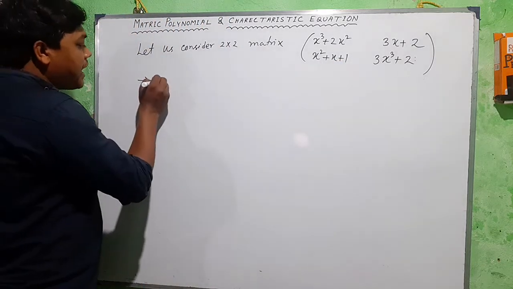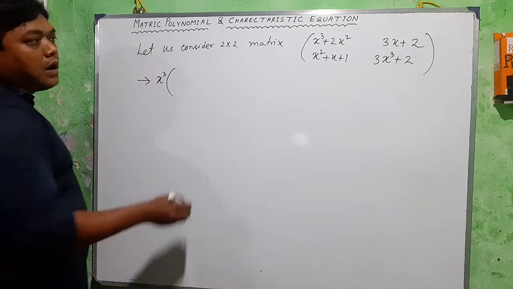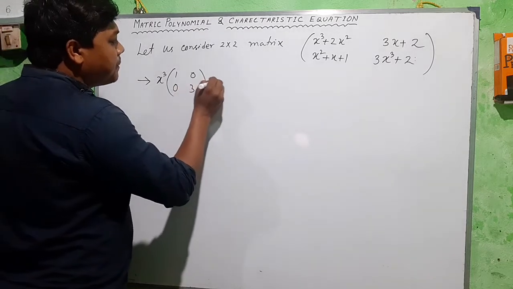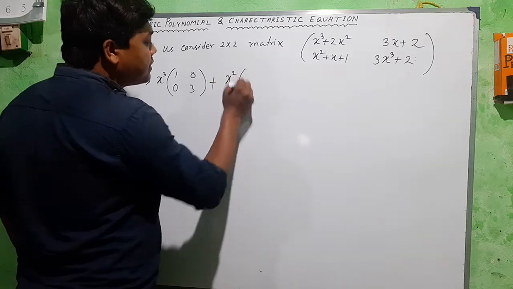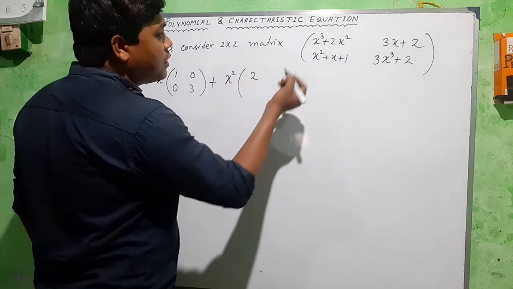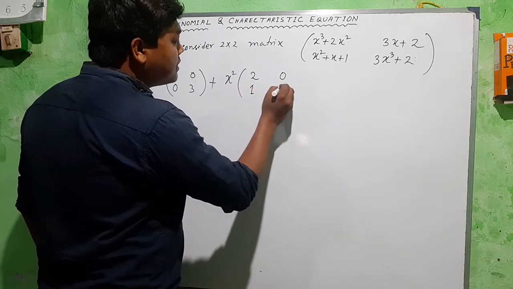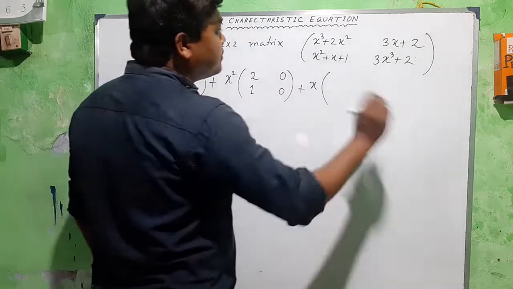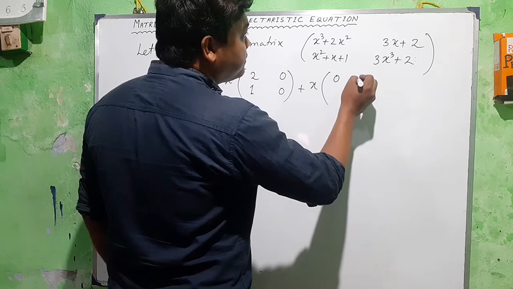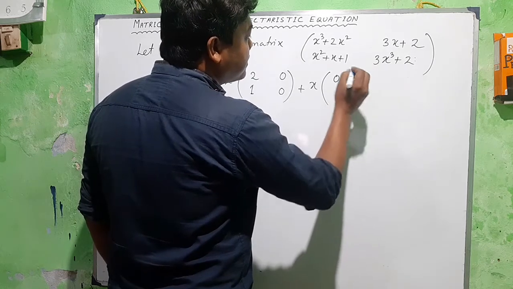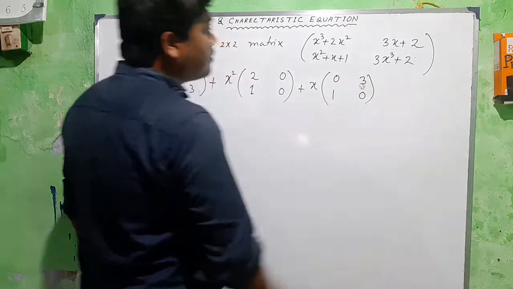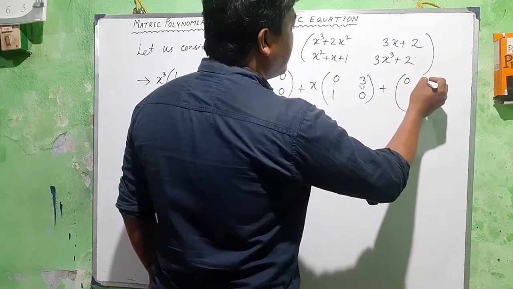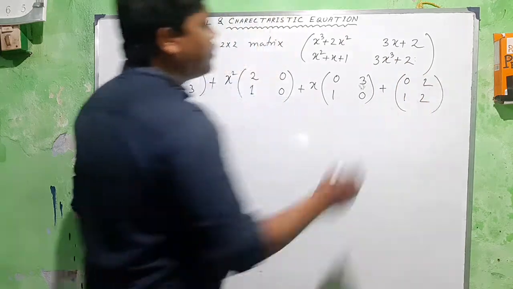So now we can present this matrix in the form, we can write down here x cube times the matrix [1 0; 0 3], plus x square times [2 0; 0 1], plus x times [0 3; 1 0], plus the constant matrix [0 2; 1 2], okay.